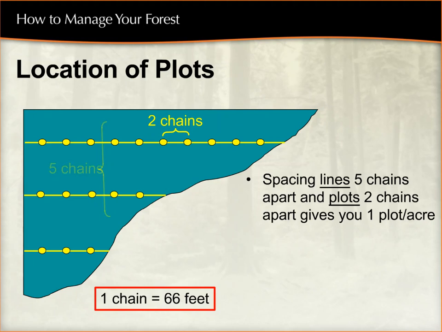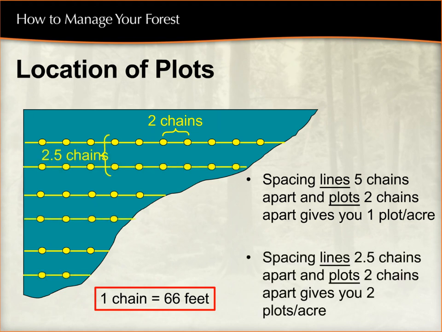If we want to increase the sampling intensity, we might decrease the distance between those lines by half. That is 2.5 chains between lines, while keeping that 2 chain spacing within lines. This will effectively double the amount of plots that we put out per acre, so from 1 plot per acre up to 2 plots per acre. Remember, we're going to want to do this more intense sampling when we have variable units that maybe have patchy timber or just a lot of variation.